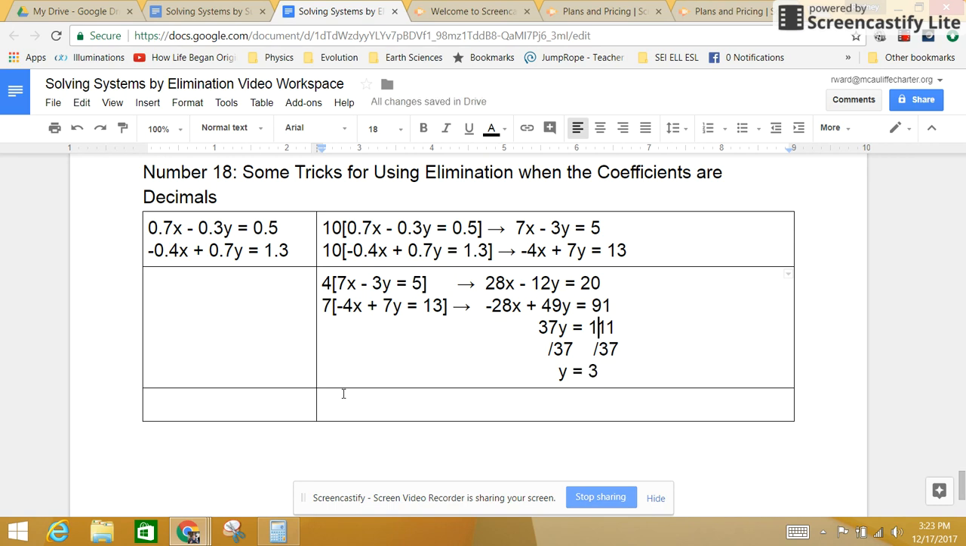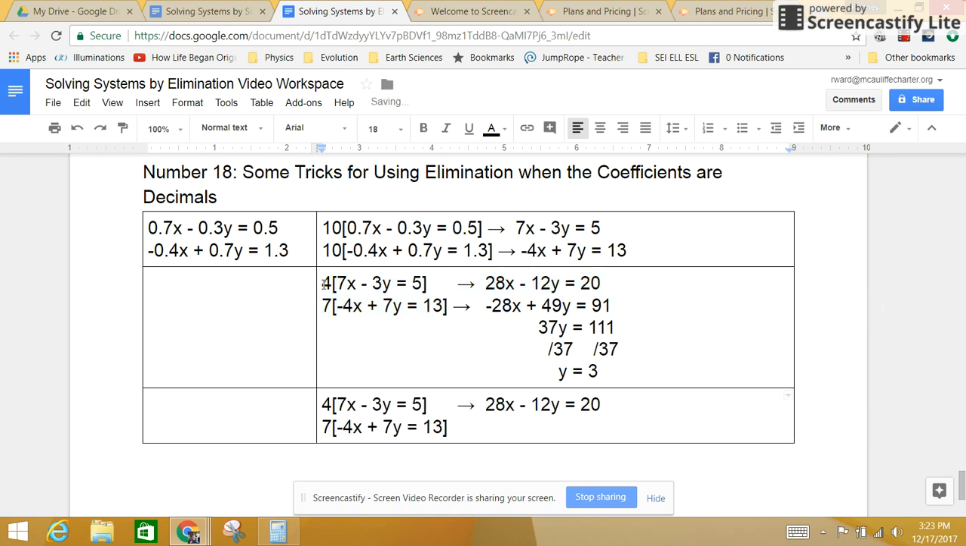I want to work out the other coefficient. Now, I could plug in 3, or I could come up with a new number to multiply both of them by. And in this case, I'm going to pick 7 for the top one and 3 for the bottom one, because that'll make the y coefficients opposites. So I'm going to multiply times 7 up here and times 3 down here.